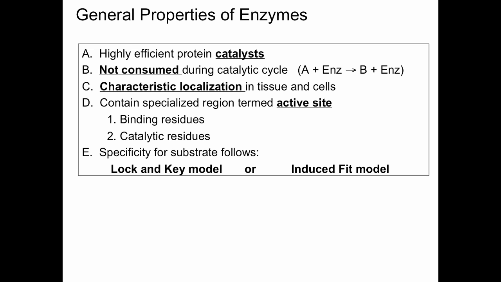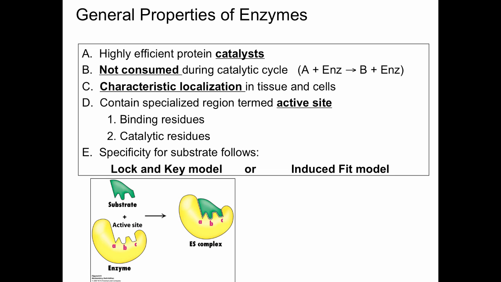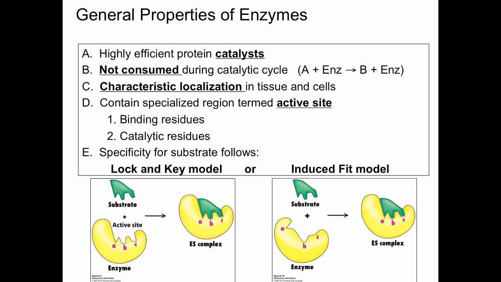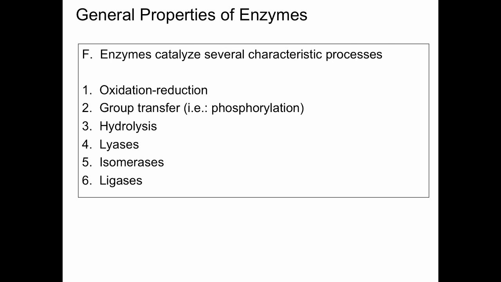There are two different models that have been proposed to explain how enzymes interact with substrate. There's the lock and key model, where the enzyme's active site resembles the topology of the substrate, and they interact together like a lock and a key. And then there's the induced fit model, where the substrate induces a conformational change in the enzyme so that both molecules fit together. There are several characteristic reactions that enzymes catalyze.